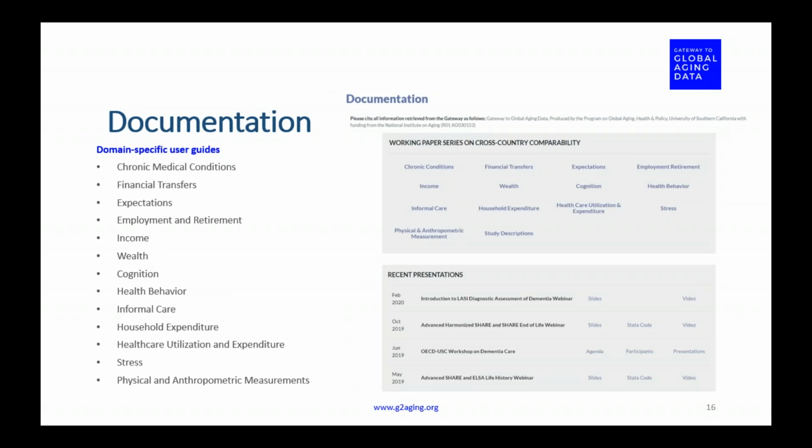We've also built some documentation. That's the working paper series on cross-country comparability. So for certain research domains or topics, we've built with researchers from that field an in-depth paper. These are papers, which is why I don't show it here, because there's a lot of detail about what all the questions are, for instance, with stress. What are all the questions that are asked that capture stress in all of the surveys? How are they different? How are they similar? What are strategies that have been used to compare between studies and to address any study differences? So that can be really helpful.